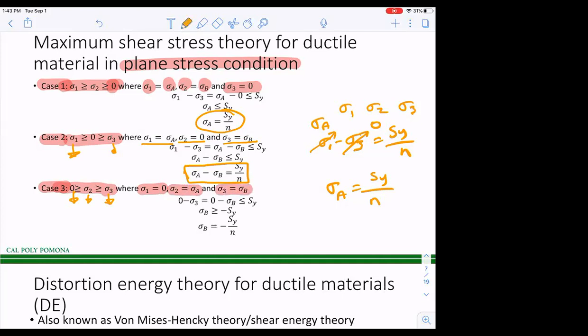Now sigma 1 is 0, so it's 0 minus sigma B is equal to Sy by n. So sigma B is equal to negative Sy by n. This is what you see. So these are some of the formulas you would definitely put in your formula sheet.